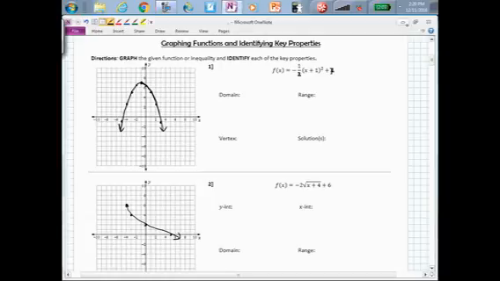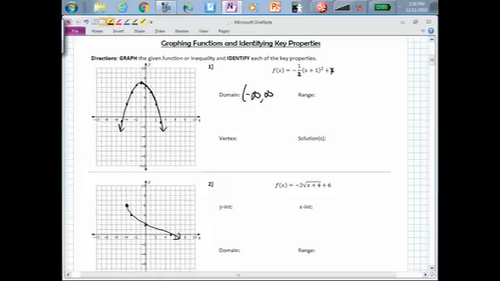Alright, so let's just go over some quick things with graphing, identifying key properties. So quadratic, we've got move to the left 1, up 7, so over 1, up 7, and then we have a reflection, and then everything gets compressed by a half, so it's just drawn over here. The main thing is trying to find the key properties.